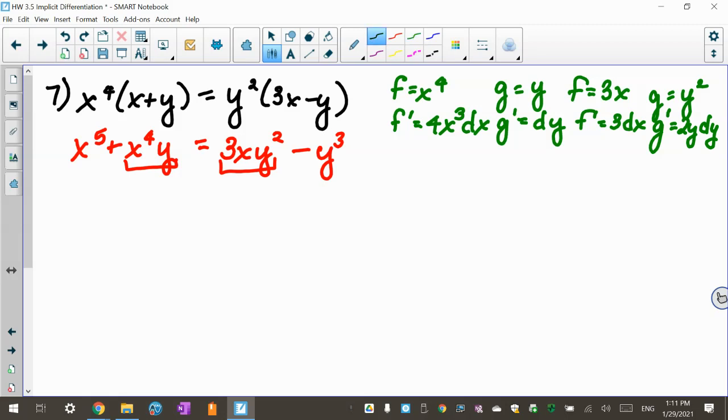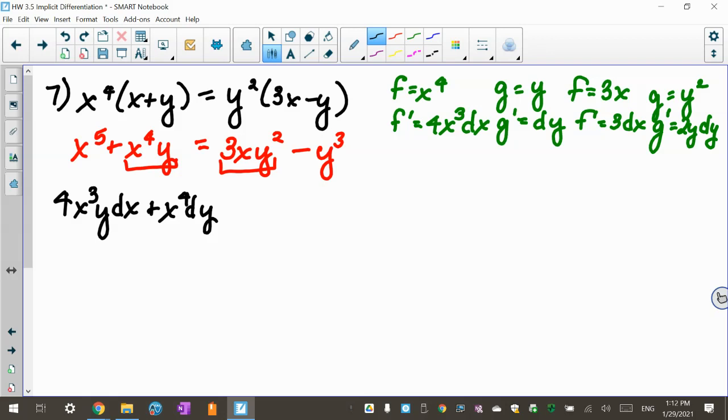So let's go. So I got f prime g. So I have 4x cubed y dx. Okay, I always put the dx in the end, plus fg prime. So I have 4x to the 4th dy. Okay. Making sure I've got this right.